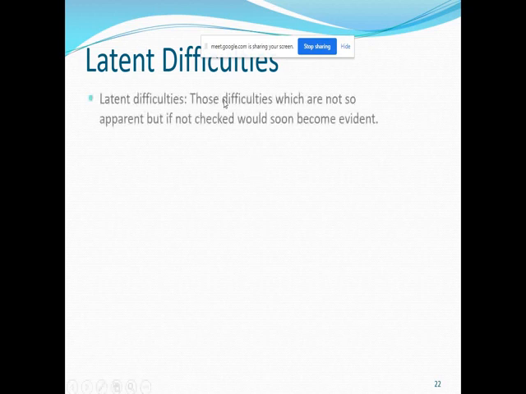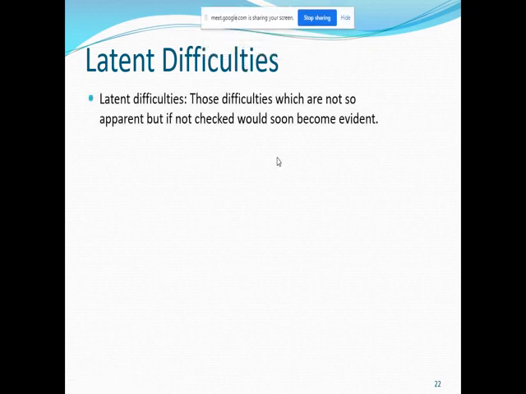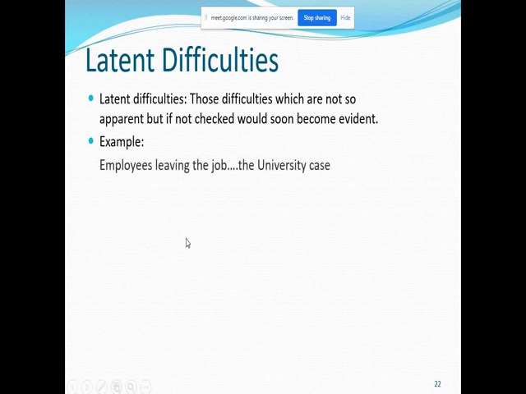There is something called latent difficulties. Latent difficulties in business research are those difficulties which are not so apparent, but if not checked now, in some time to come, they will become very evident. These are called latent difficulties. For example, employees leaving the job, the university case.